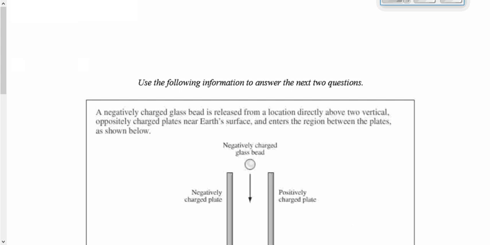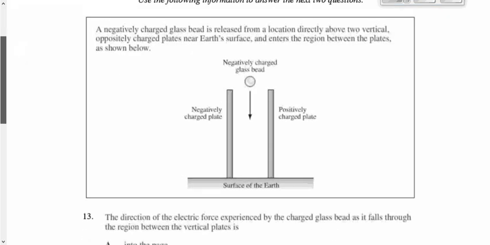Next one relates to the next two questions. We got this negatively charged glass bead. We'll draw it as negative here. It's going downwards near the surface of the Earth. So I think it's pretty clear that gravity is pulling this down. There's a force of gravity acting downwards on it. Is there any more forces acting on it when it's in between those plates?